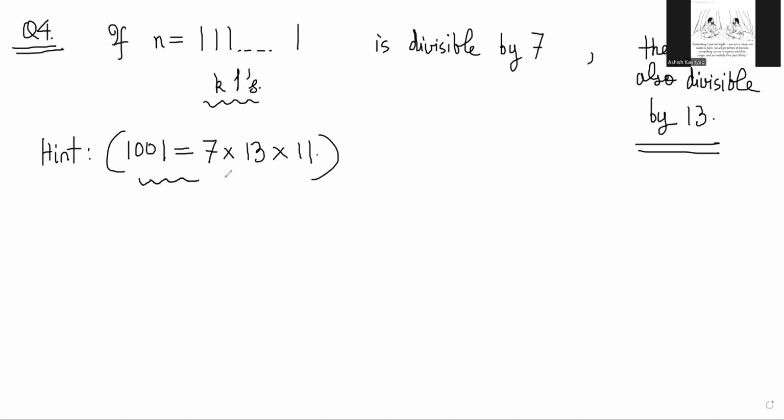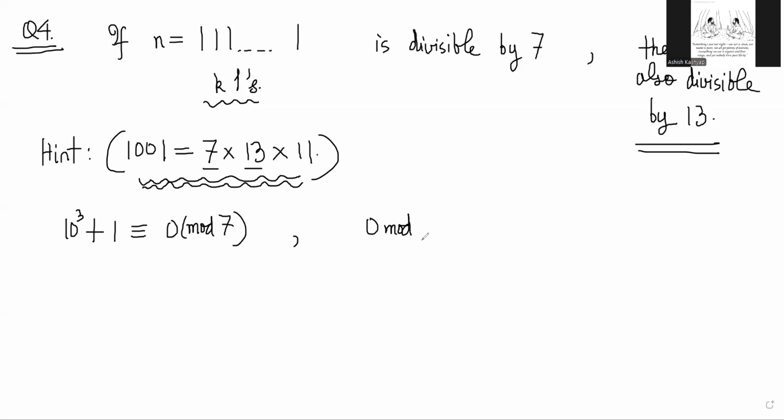So here, first we will use this hint to figure out certain things. For example, you can say this is 1000 plus 1, and this is divisible by 7 and 13, right? So we can say 10 cube plus 1 is congruent to 0 mod 7, and is also 0 mod 13, correct? Whatever we do here will also be applicable for mod 13, by the way.